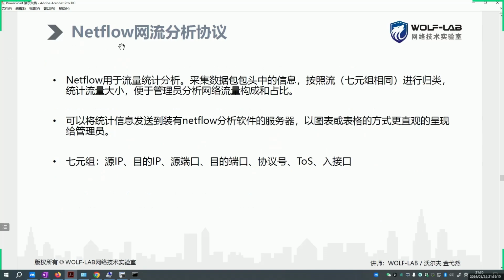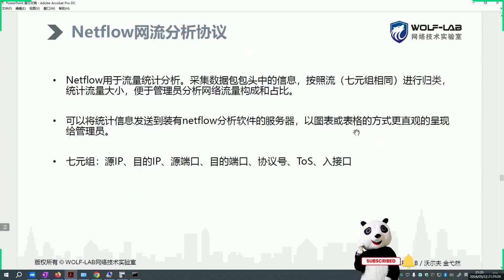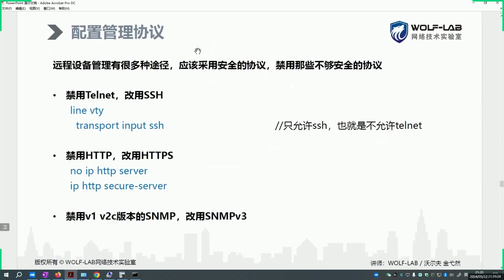The so-called 7-tuple here below: source and destination IP, source and destination ports, protocol number, TOS, and input interface. Through this 7-tuple, it classifies the traffic, assuming that flows with the same 7-tuple generally belong to the same session. Through these parameters, it classifies the traffic. In this way, it's available for later analysis. That's NetFlow. We can use it to obtain some information inside the network.